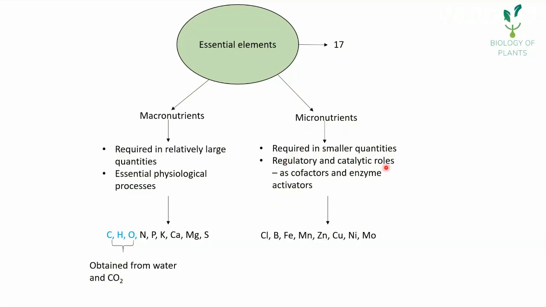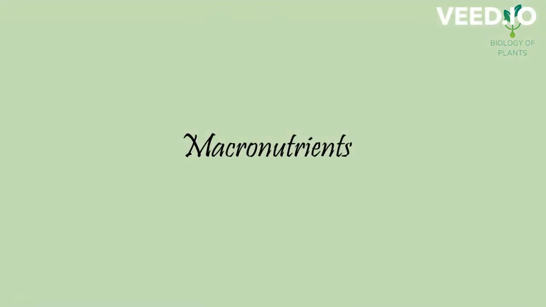The other group of essential elements which are required in smaller quantities are called micronutrients and they play regulatory and catalytic roles as cofactors and enzyme activators. This group includes chlorine, boron, iron, manganese, zinc, copper, nickel and molybdenum. We will be covering macronutrients in this video. For each element, we will be looking at its role in the plants and then the deficiency symptoms.